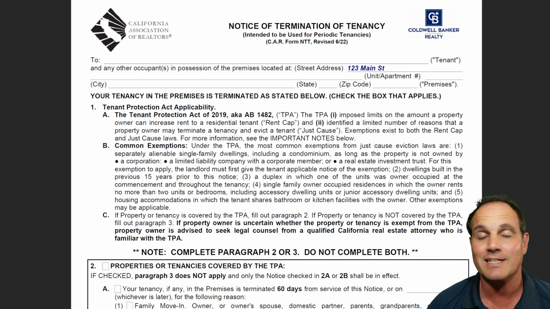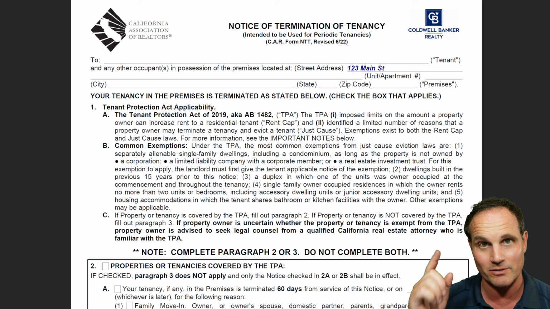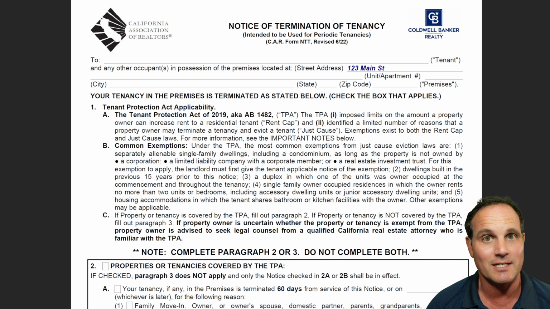We're going to show you some stuff that if it's not on there, this notice is not valid. So that's important for landlords and important for tenants. It gives you a way to potentially fight back on the notice to terminate tenancy. So landlord, you're going to want to make sure you do it right.